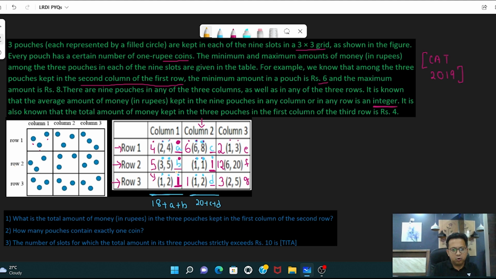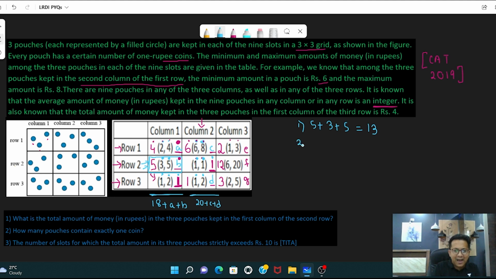Column 1, row 2. So can you locate column 1 and row 2? Column 1 and row 2 is this particular highlighted cell, right? So how much do you have? The first question is 5 plus 3 plus 5. So the answer for the first one is 13. That's your answer number 1.